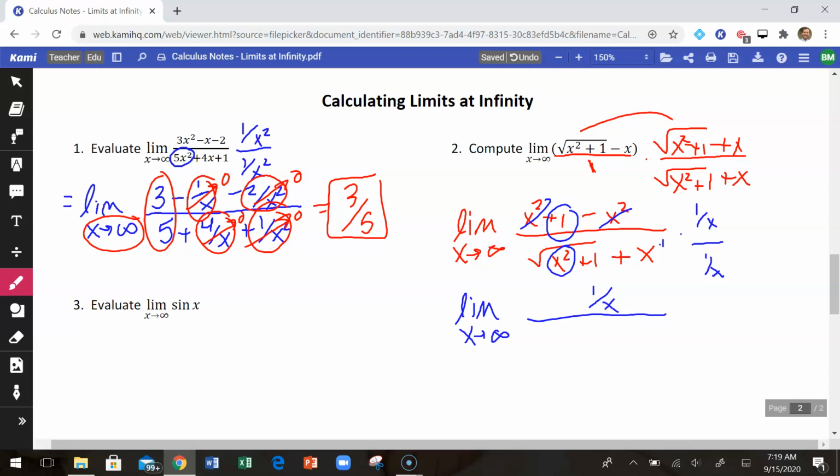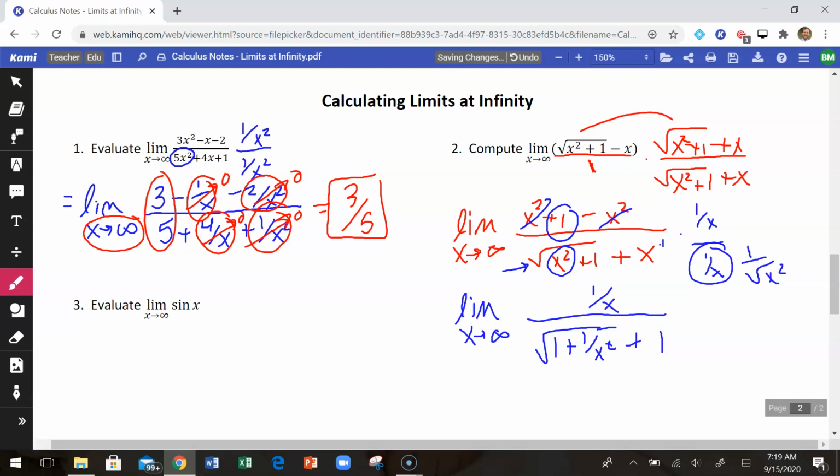On the inside of my square root, I have to disguise this as 1 over the square root of x squared, but that is the same thing, right? So on the inside of my square root, I'm going to divide everything by x squared. That's going to give me 1 plus 1 over x squared on the inside of the square root. But then on the outside of the square root, again, I'm just dividing by x, which means that turns into a 1.